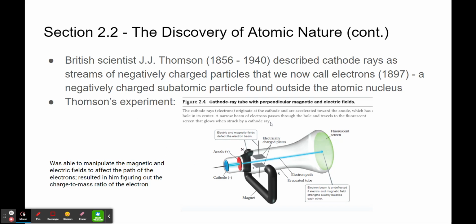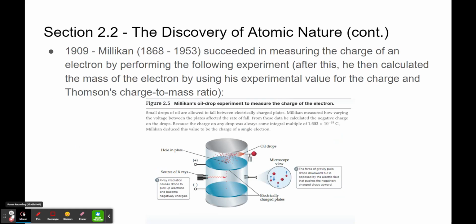This graphic here is an illustration of Thomson's experiment. Basically, he was able to manipulate the magnetic and electric fields to affect the path of the electrons. This actually resulted in him figuring out the charge to mass ratio of the electron, and that'll be important for later studies.